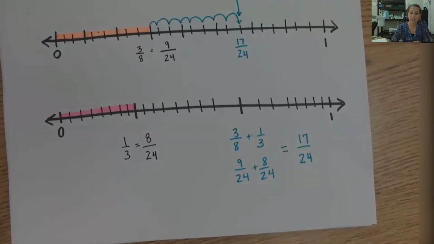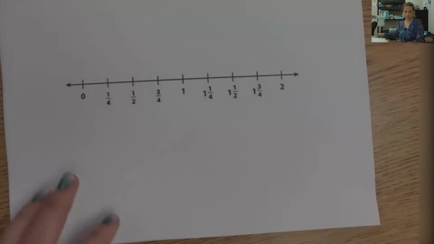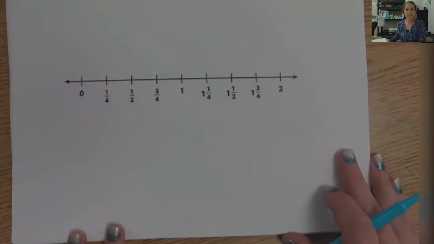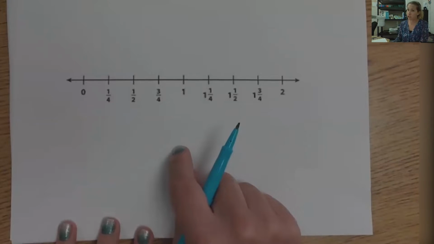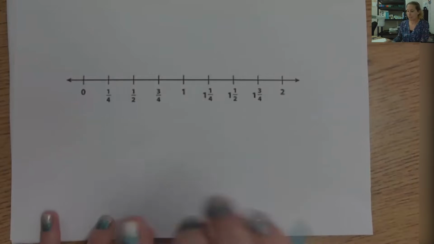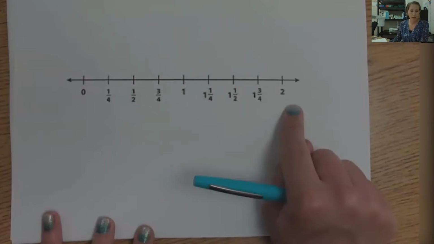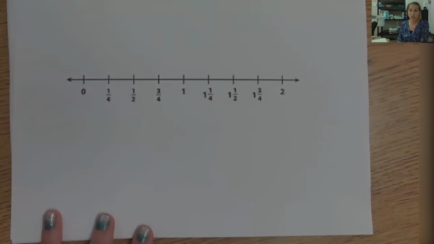A benchmark fraction is a common fraction that you can easily compare to other fractions. The number line below shows the location of some benchmark fractions. I want you to look at this number line. These are considered benchmark fractions. You'll notice these fractions come between 0 and 2. We use these fractions to estimate sums and differences and to check for reasonableness of our answers.